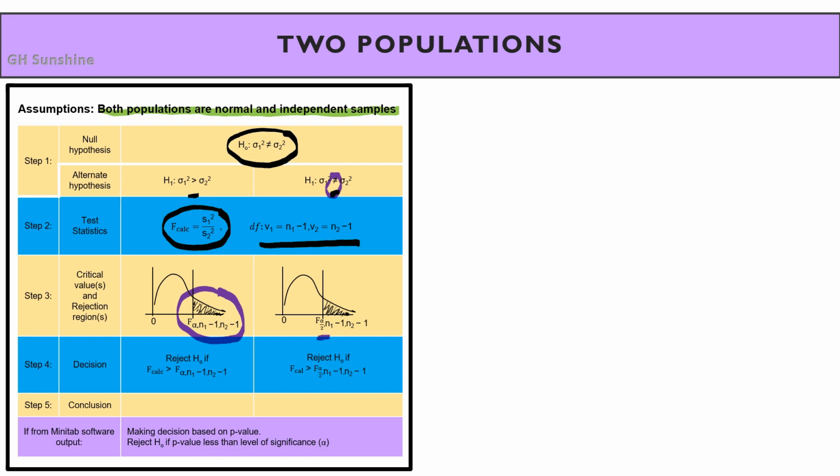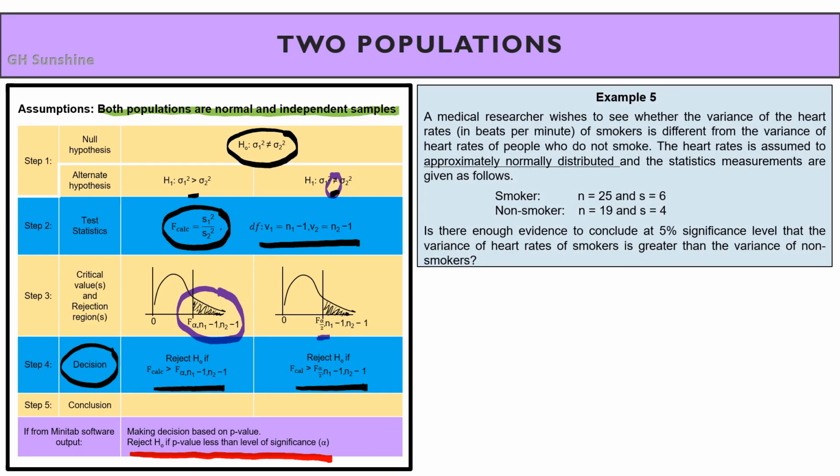Okay, step number 4, decision. So what is the decision? Compare the F calculation or F statistic with the critical value. And the last step here is to make a conclusion. So this one, if you are given the Minitab output, reject H0 if the p-value is less than the alpha value. So look at this example.